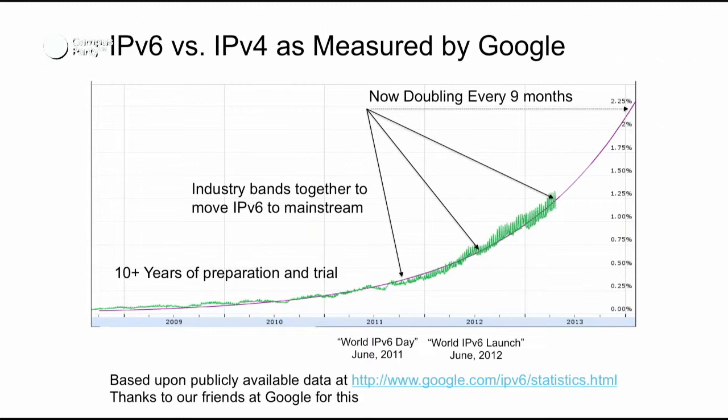So what we see is there was 10 years of working on this before finally getting around to turning it on. In 2009-2010, we started doing measurements, trying to fix things. 2011, we jump off the bridge together, just for a day. And then a year later, turn it on and leave it on. And that was called the World IPv6 Launch in 2012.